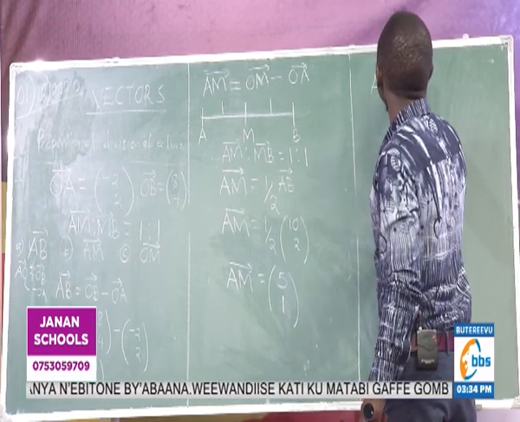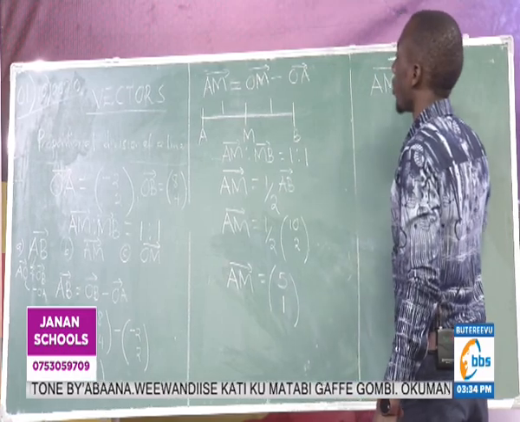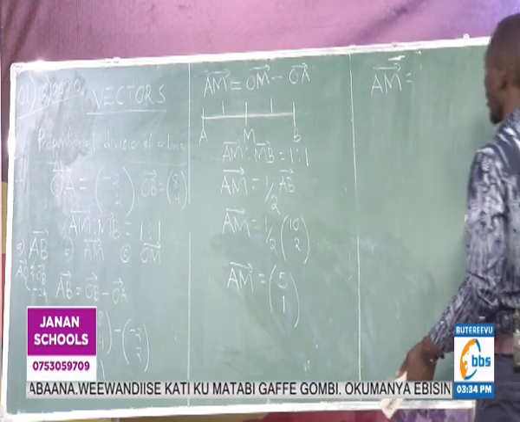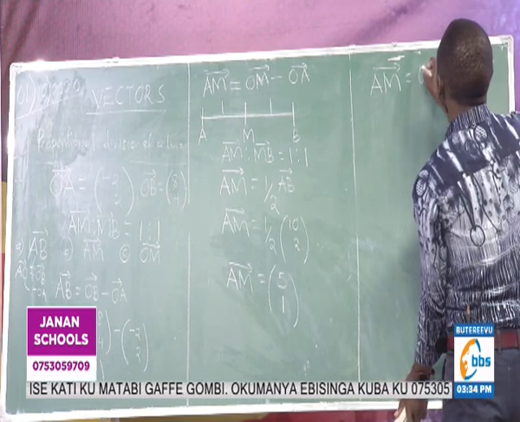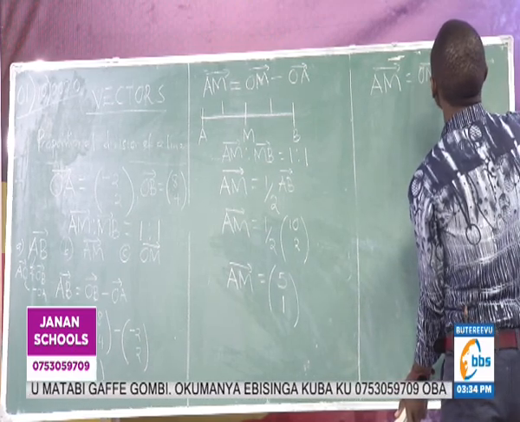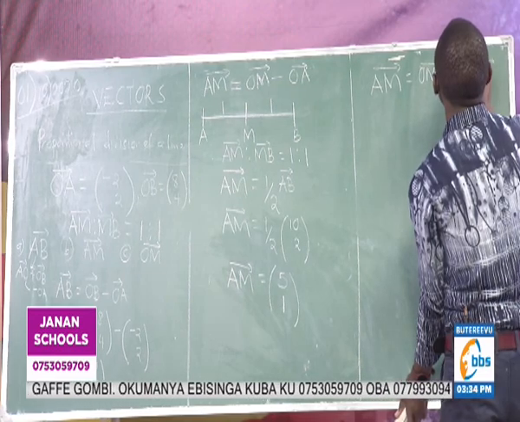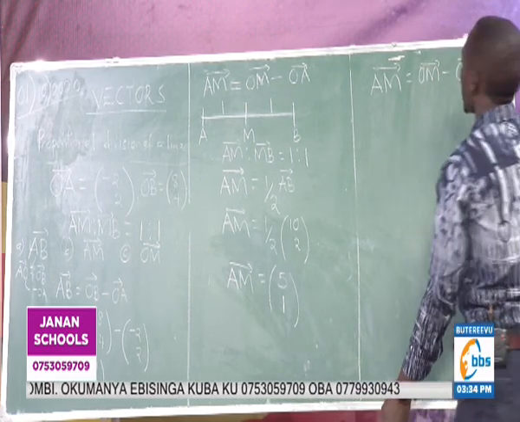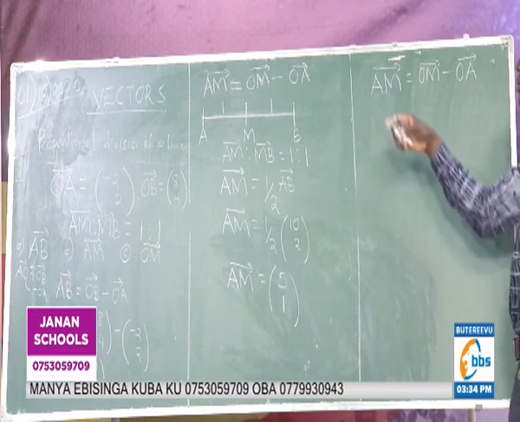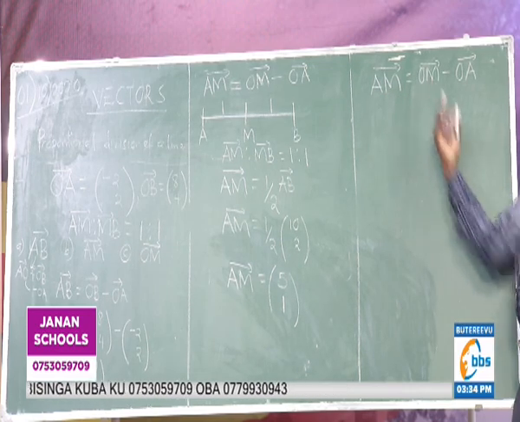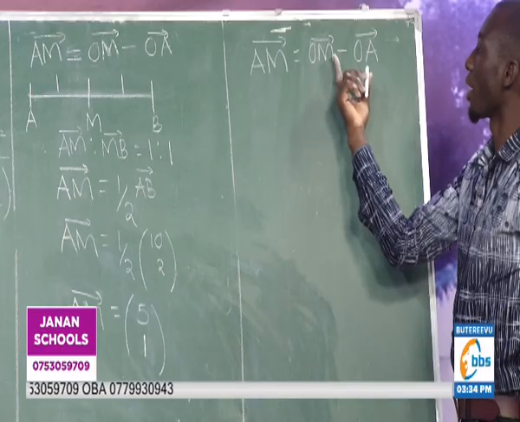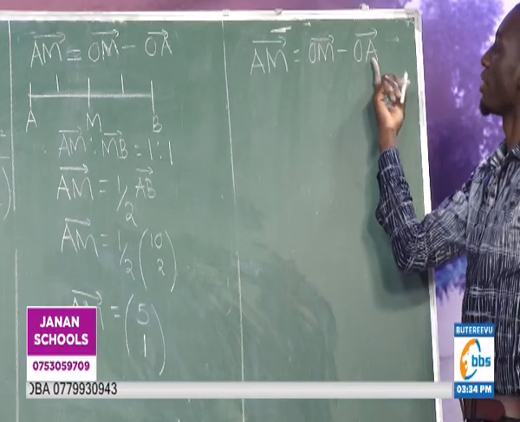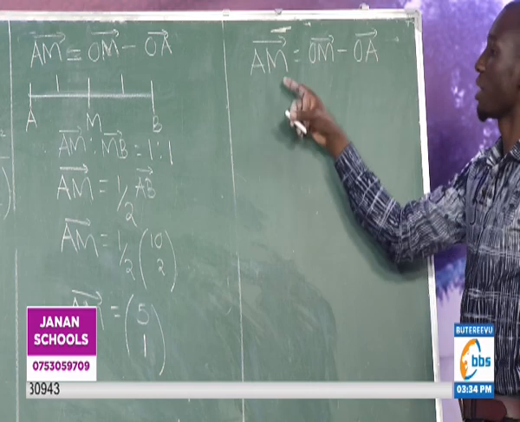So I know that my AM is the same thing as having OM minus OA. But now we have AM. Even if I want, I can make OM the subject, so it depends on what you want. If I want to get OM, I can take this OA to this side, and when I take it to this side, it becomes positive.